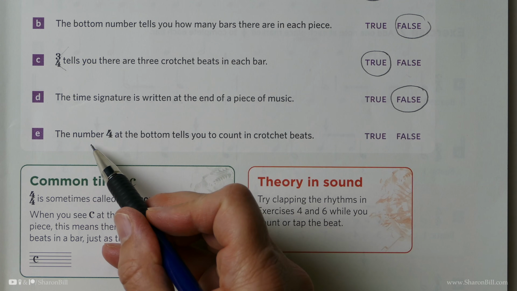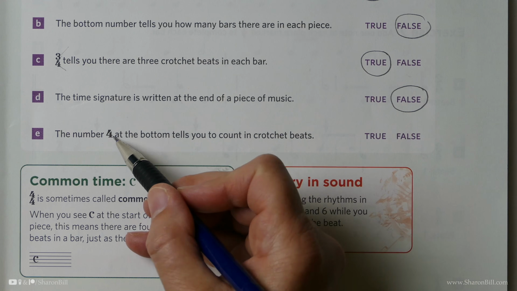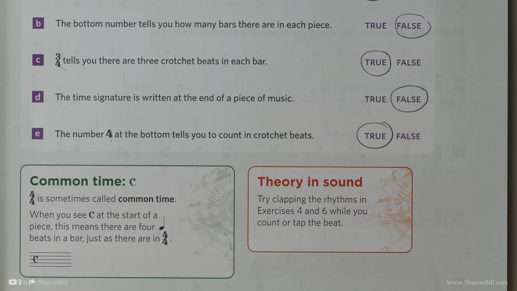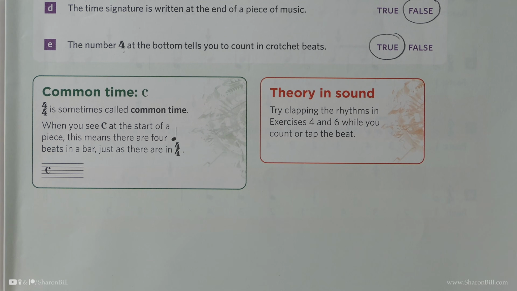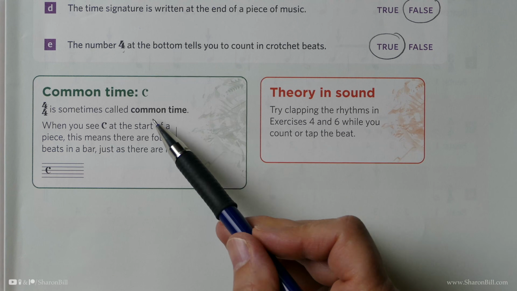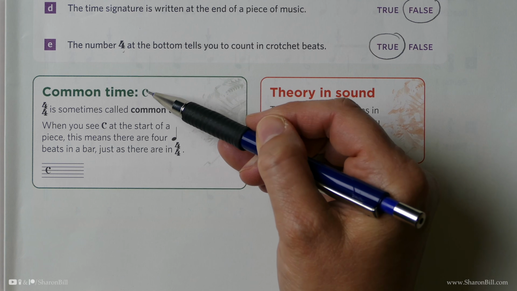Is it true that the bottom number 4 tells us to count in crochet beats? It does. There's our quarter note, crochet beats, and so that's correct. There we go. And then interestingly, there's a little extra here. We sometimes refer to 4/4 as common time, and it's this kind of capital C with a blob.